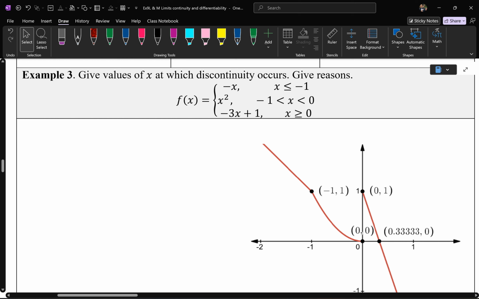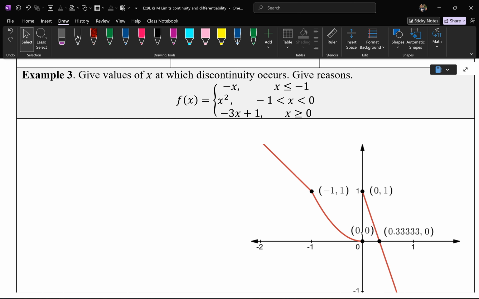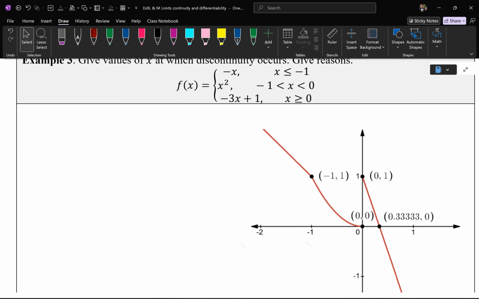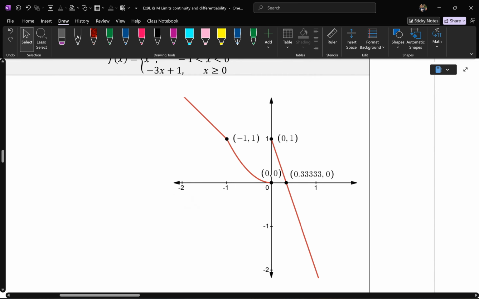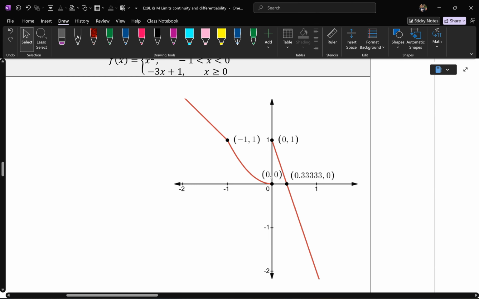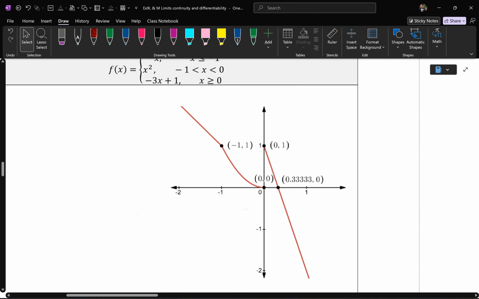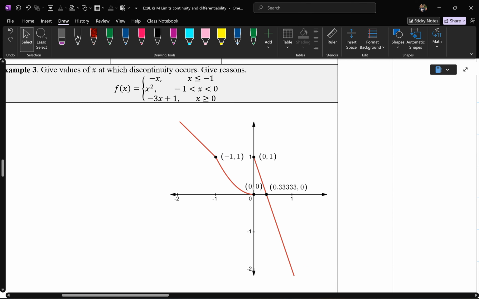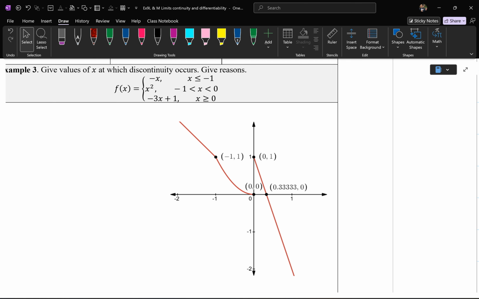Example 3. Give values of x at which discontinuity occurs and give reasons. Okay, so now we can look at this graph, and I want you to tell me, where is it discontinuous, and give me a reason. So I've drawn it out for you. Usually you don't get this graph. You actually have to draw the piecewise function, but I've done it for you to save you time. Where is it discontinuous? Yes, Rango.